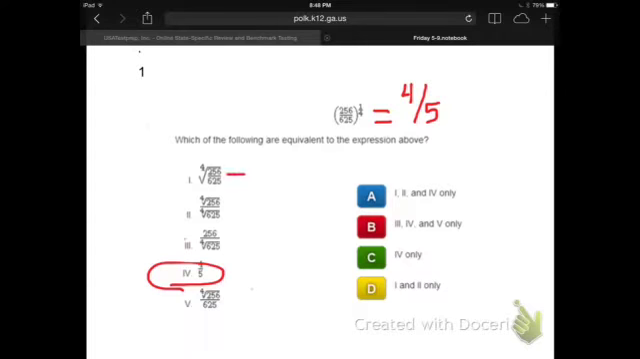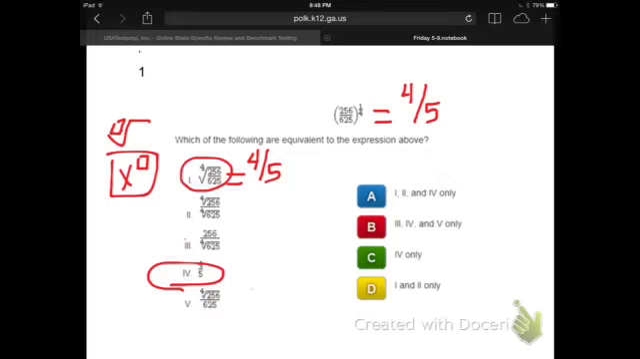So if I put Roman numeral number 1 in the calculator, remember that you've got to find the exponent button on your calculator, which is this button here, so that we can do the fourth root. And you have to press shift. So if I put the fourth root of 256 over 625 into the calculator, it also equals 4/5. So that one would work. Roman numeral 2, if I put the fourth root of 256 over the fourth root of 625 into the calculator, it also equals 4/5. So that would also work.